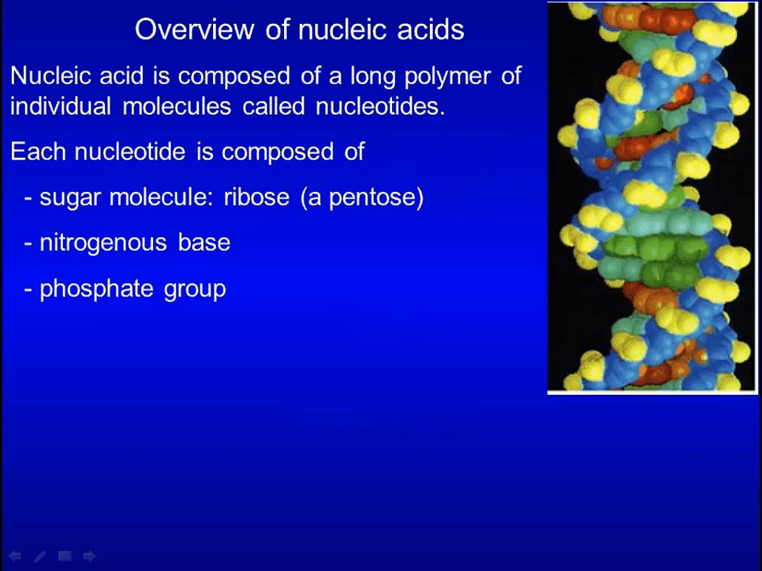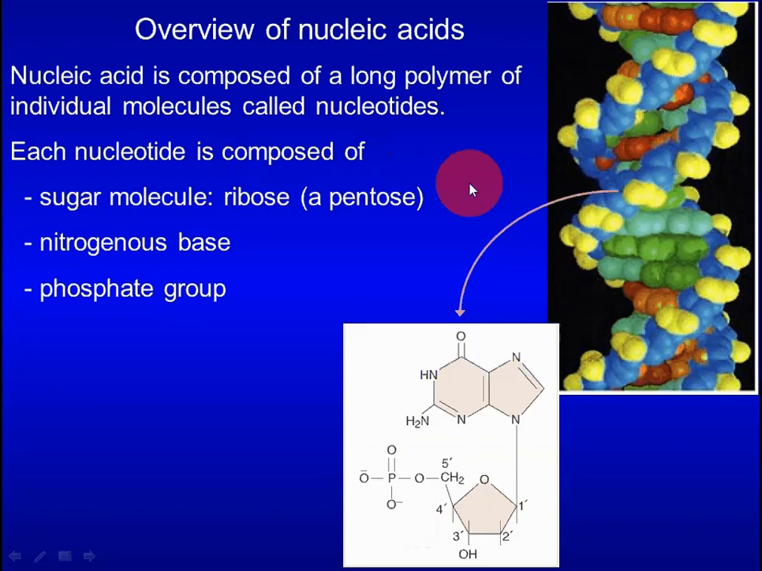Nucleic acid is composed of long polymers of building blocks called nucleotides. Each nucleotide is composed of a sugar molecule, a 5-carbon ribose, and a nitrogen-containing base and phosphate group.